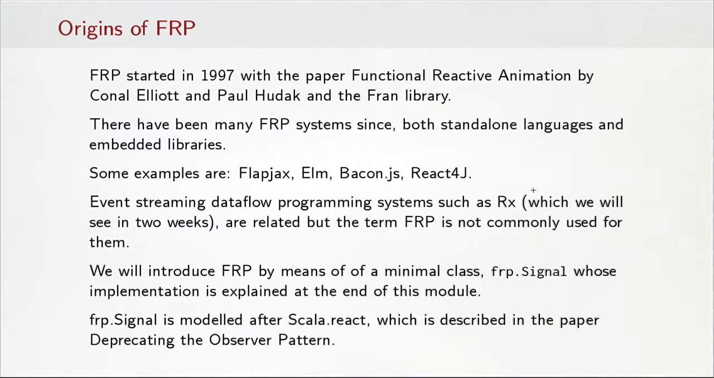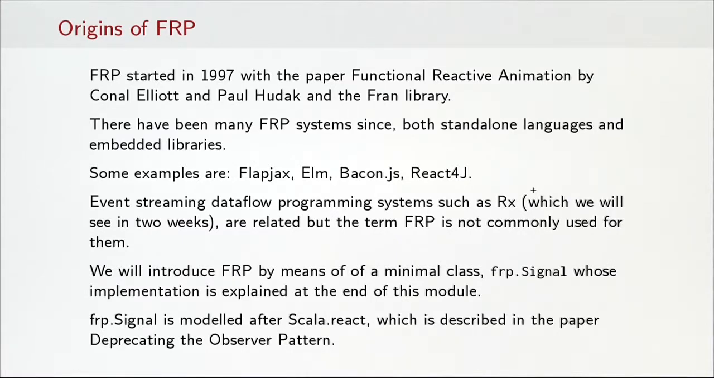Functional reactive programming started in 1997 with the paper Functional Reactive Animation by Conal Elliott and Paul Hudak, and Conal also wrote a language called Fran, which was implemented as an embedded library in Haskell. There have been quite a few FRP systems since, both standalone languages and embedded libraries. The list is too long to give you a complete picture, so I just give you some examples. Flapjax is one. Elm and Bacon.js both target JavaScript. React4j is a Java library that does a minimal reactive programming framework.